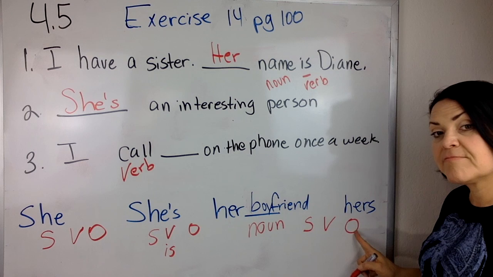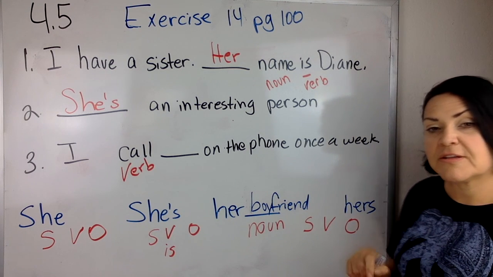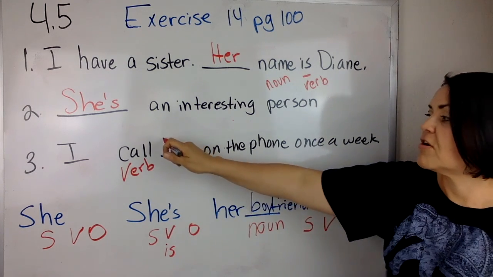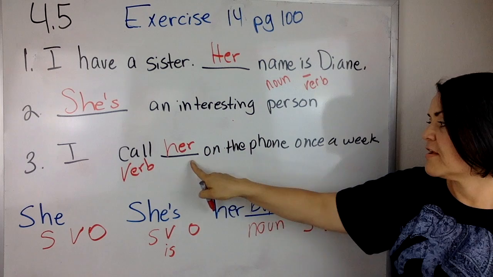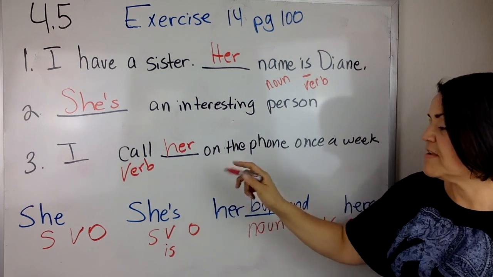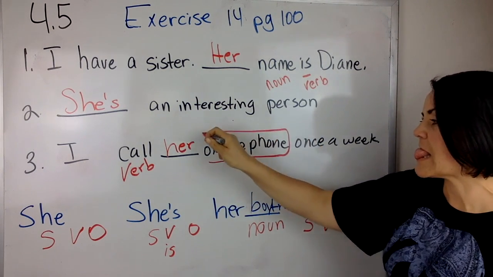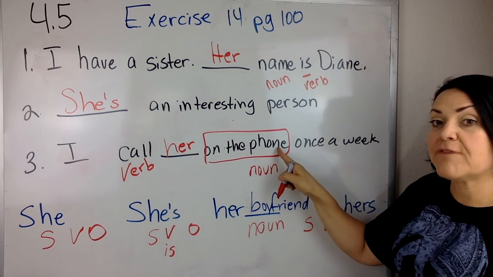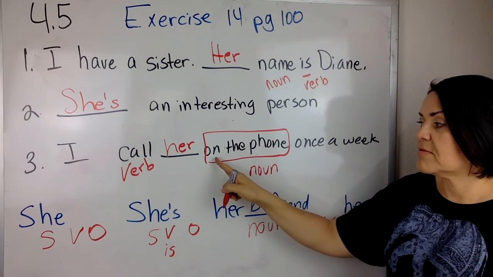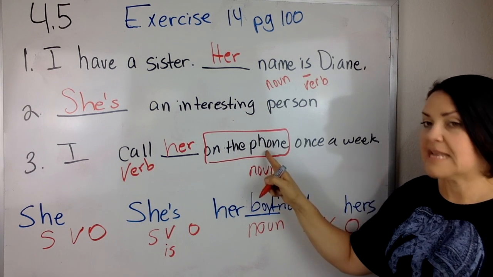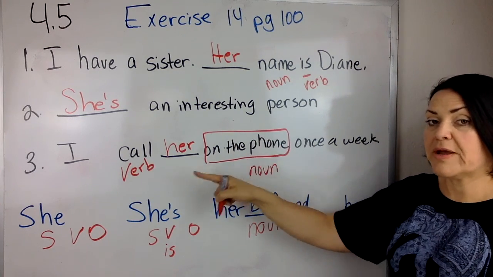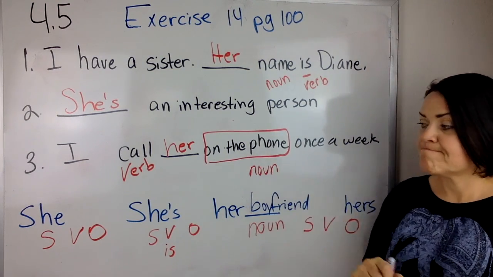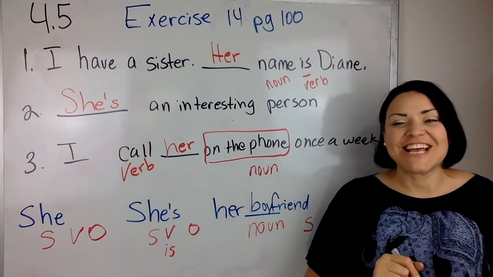So I call, well, actually, it wouldn't be "hers." I'd call her on the phone because they're really talking about the phone. This whole thing would be the noun. This is the noun, phone, but it comes together. Preposition, article, noun. It's one group. So I call her on the phone. So it would be "her." This will be the noun. Okay, try the rest on your own and check on Canvas.